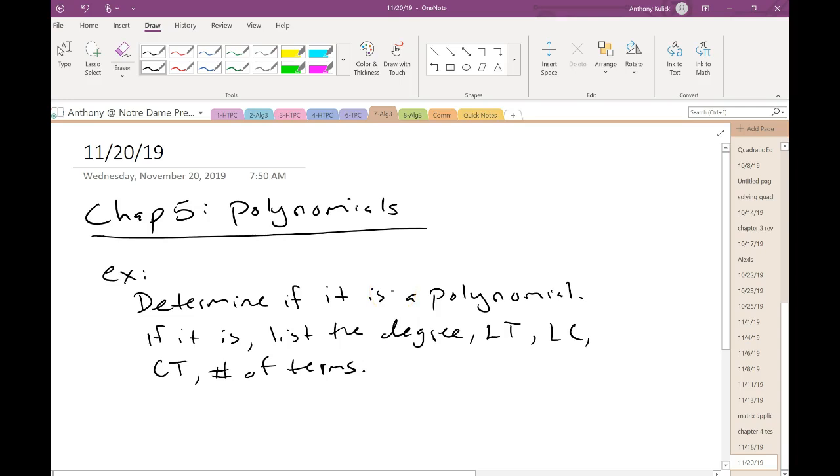All right, so for this, just some warm-up to review some of the vocab from last time. We're going to determine if the given expression is a polynomial. And if we decide it is a polynomial, we're going to list the degree for the polynomial, the leading term, the leading coefficient, the constant term, and then the number of terms for that polynomial.